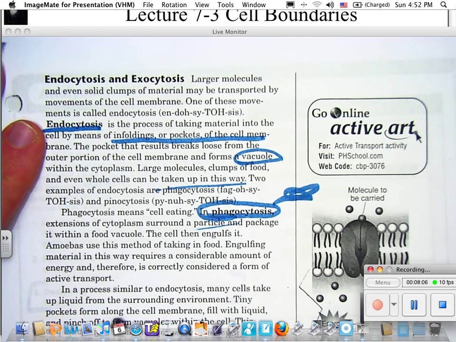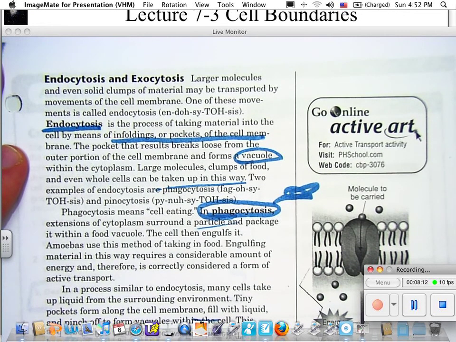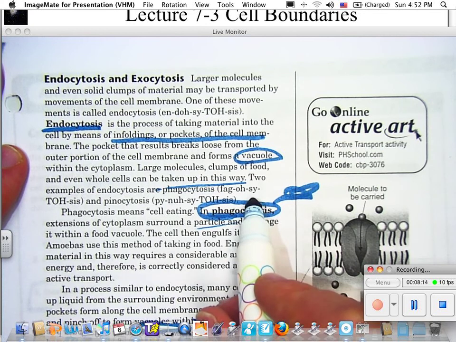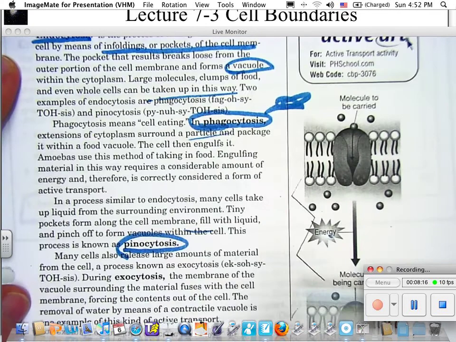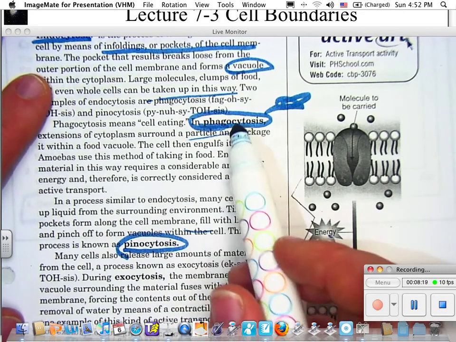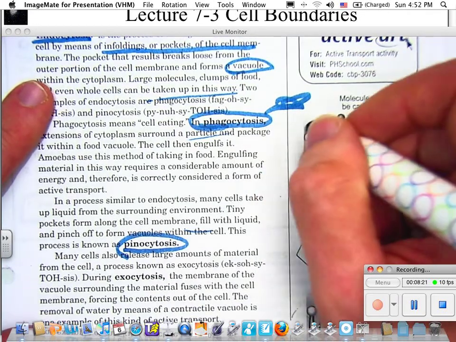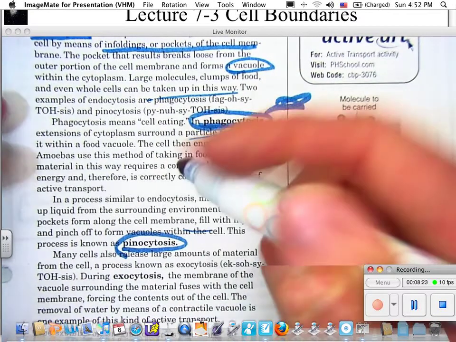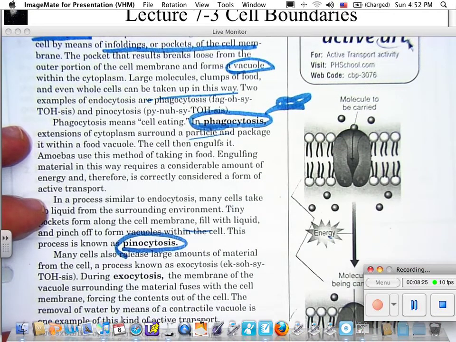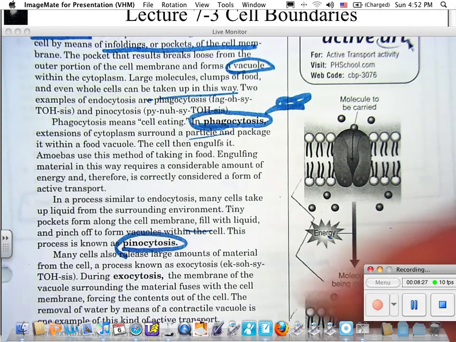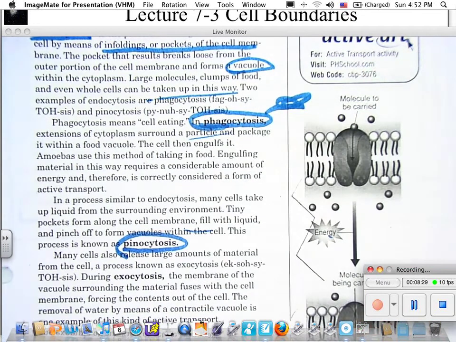In a process similar to endocytosis, many cells take up liquid from the surrounding environment. Tiny pockets form along the cell membrane, fill with liquid, and pinch off to form vacuoles within the cell. This process is called pinocytosis. Pinocytosis is very similar to phagocytosis. You can think of phagocytosis as eating, and pinocytosis like sipping, drinking. Pinocytosis is drinking, phagocytosis is eating.